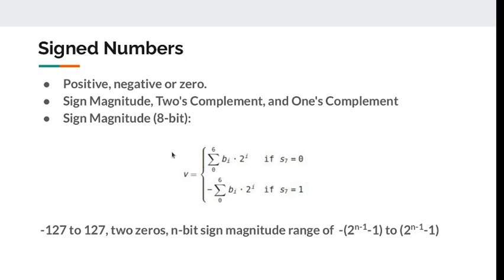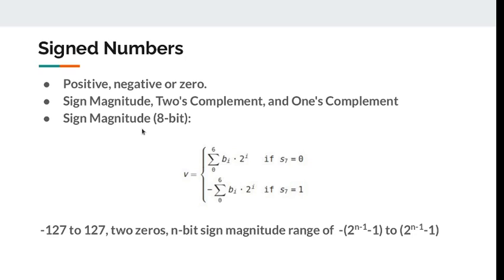But we also have to work with signed numbers. We have to represent the positive, the negative, and the 0. Usually you're going to see 3 types of representation. You can have the sign magnitude. In all three types, we use the first bit as the indicator of the negative, but we have three different representations of the negative number.